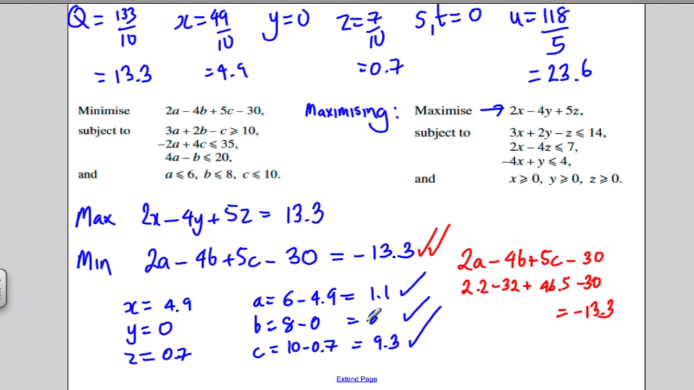And if we check, A, B and C satisfy these inequalities, they indeed do. Obviously, if A is 1.1, it's less than or equal to 6. If B is 8, it's less than or equal to 8. And if C is 9.3, it's less than or equal to 10. Hence, we found our answer to this simplex method problem.